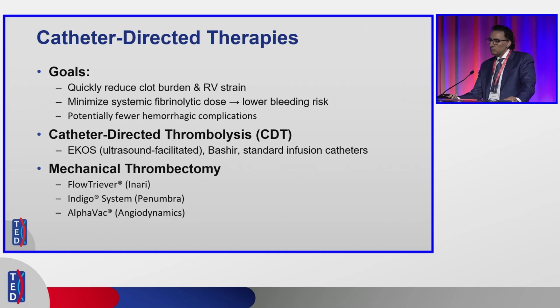So then, in order to minimize the amount or the dose of lytics that are given to these patients, they looked at catheter-directed therapies. The whole idea there is to reduce the clot burden and therefore RV strain. And then hopefully by reducing the systemic fibrinolytic dose, you're reducing their bleeding risk. The most common one used right now, I think, is EKOS. It's ultrasound facilitated, or people have also used standard infusion catheters. And then I'll quickly talk about some of the data for the mechanical thrombectomy devices, specifically ones by Inari, Penumbra, and then AngioDynamics.